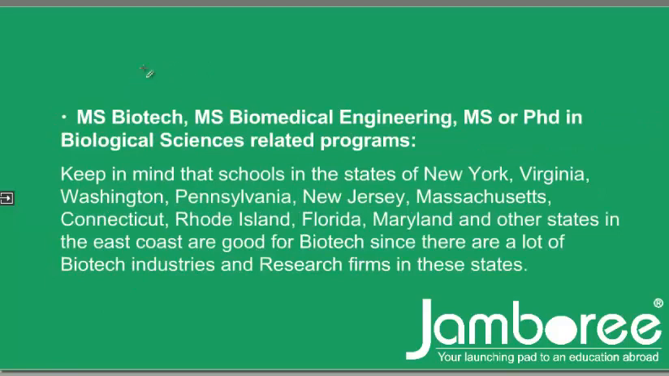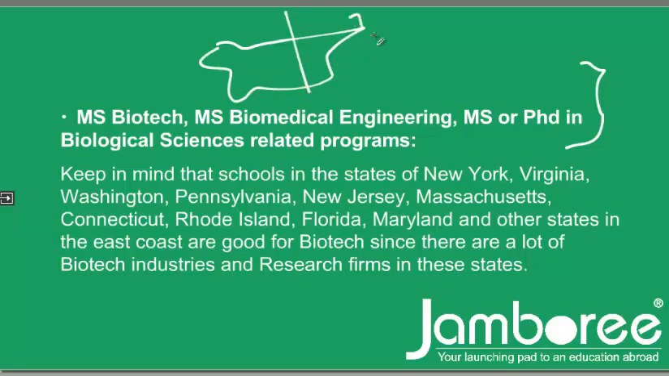Now again, for MS or PhD in programs such as biotechnology, biomedical engineering, biological sciences, this domain of biology and engineering, the universities located in New York, Virginia, Washington, Pennsylvania, New Jersey, Massachusetts, Connecticut, Rhode Island, Florida, Maryland, and other states on the East Coast are good. Everybody knows the map of the US looks something like this. This portion, where New York and New Jersey are, is called the East Coast, and California, this portion, is called the West Coast.